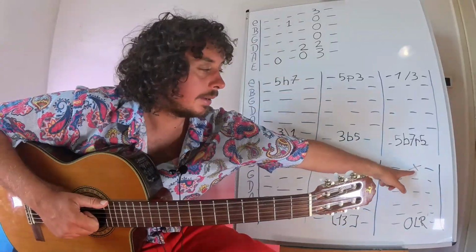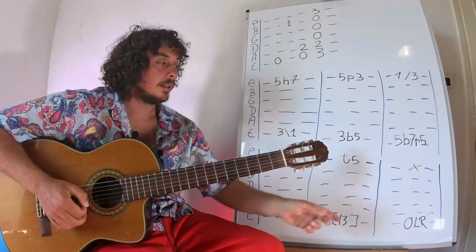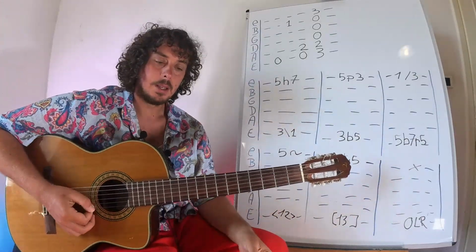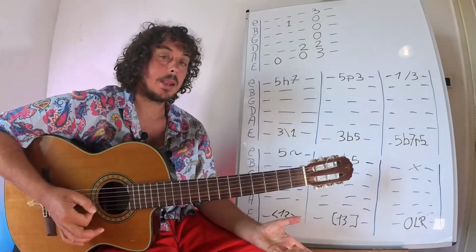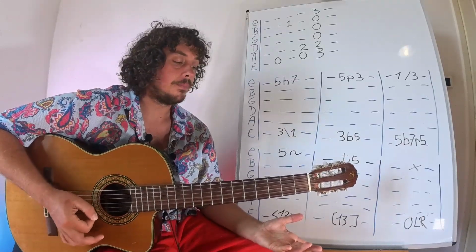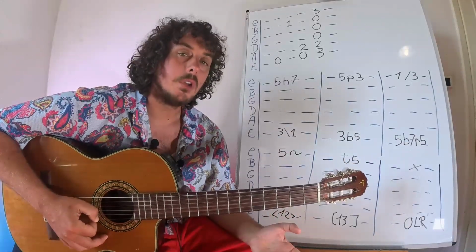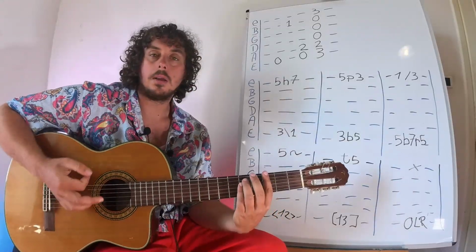Then we have an X. What does it mean? It means that we have to play the first string like this, without making any sound. We don't have to make a note, but to play it with the palm mute. We can have something like this.